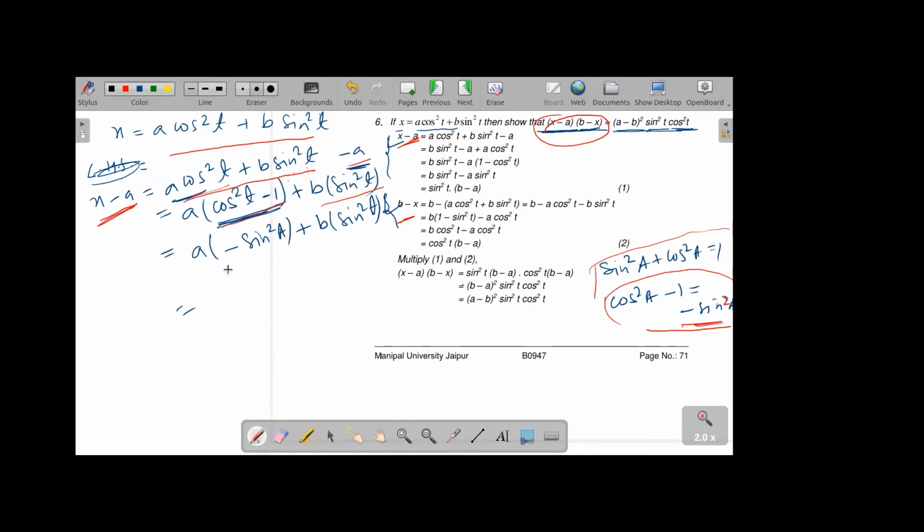Now we can take sin square, sorry, this will be t. Now we can take sin square t as common in both these terms. So it will be minus multiplied by a, that is minus a, or we can write it like this in the last, and plus b. So it will be minus. So x minus a is this. Similarly, we can do b minus x.